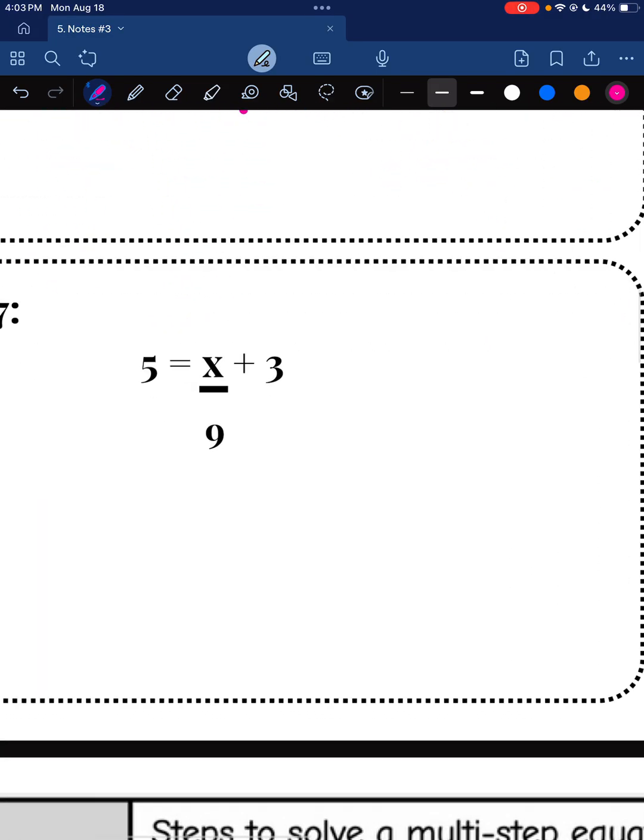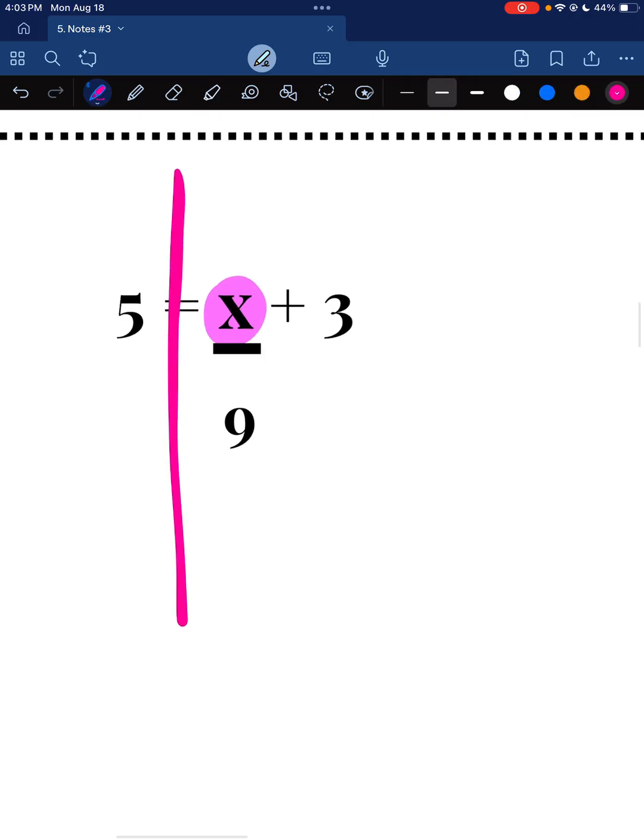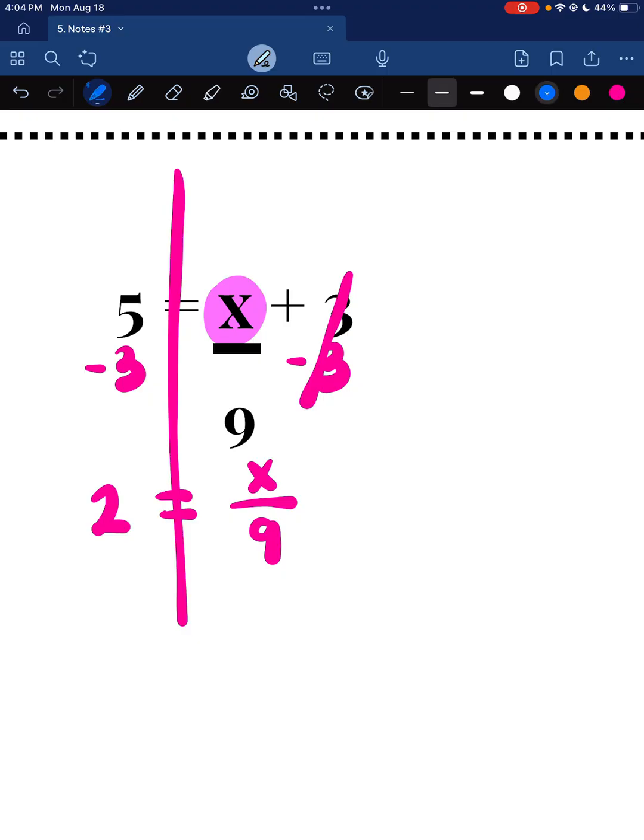And then the last two on here are very similar. So here we have to get rid of the 9 and the 3. But addition and subtraction is first. The plus 3 is considered to be outside of the fraction, so we do that first, so minus 3. So we have 2 is equal to x divided by 9. And then to get rid of the 9, we multiply by 9. That's the opposite.